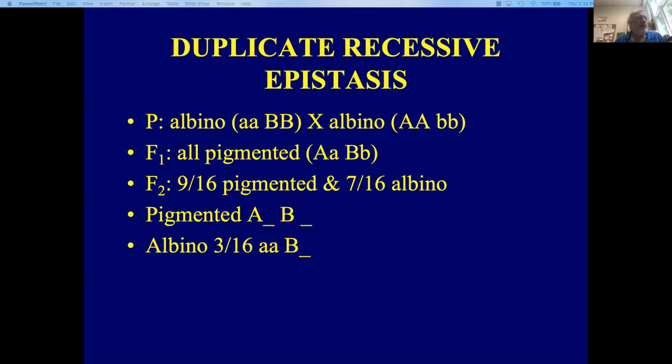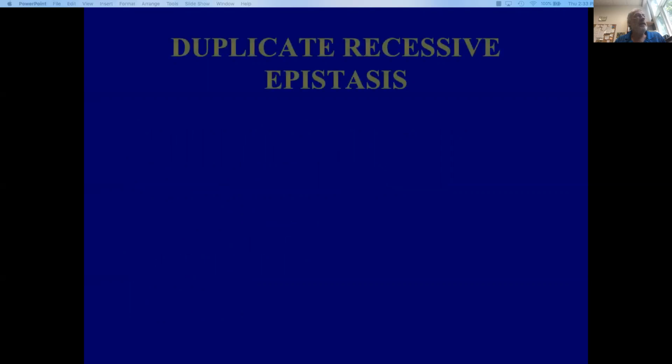One strain of albino snails are little a, big B, and the second B doesn't matter. The other strain of albino snails are little a, second A doesn't matter, big B. And then those that are homozygous recessive for both are also albinos. So the 7/16 albinos are shown at the bottom here.